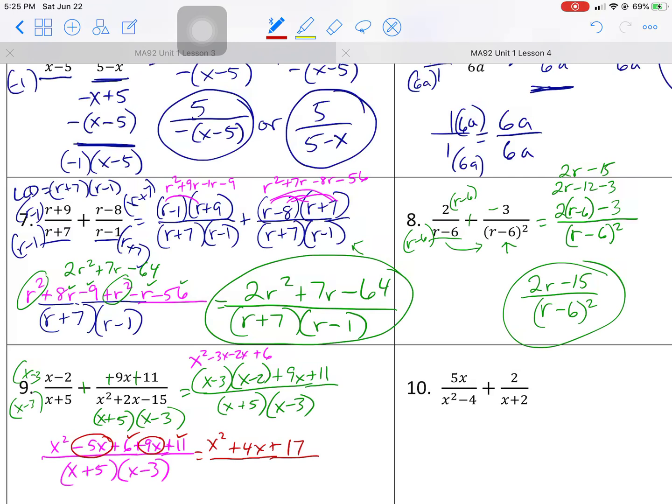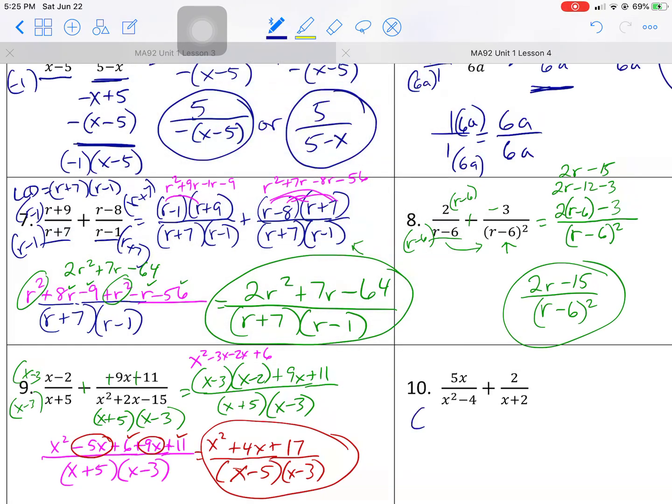Okay. That's not going to factor because 17's prime. So there's only 1 and 17. There's no way to get a 4 out of that when A is not something other than 1. So that's not going to happen. So I am done. That's my final answer for that one. Okay.